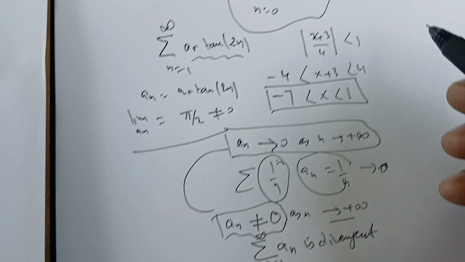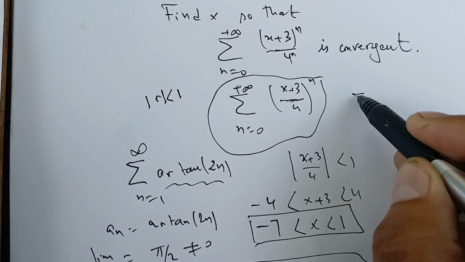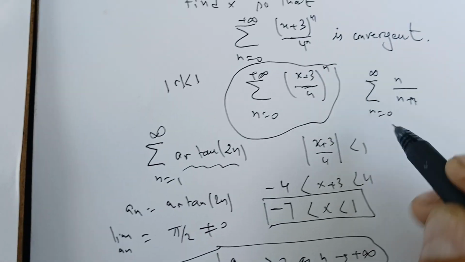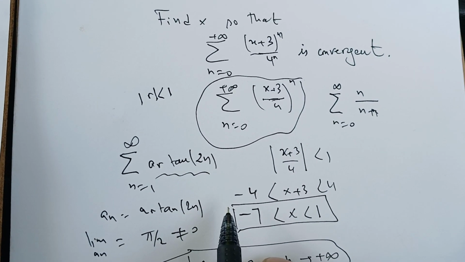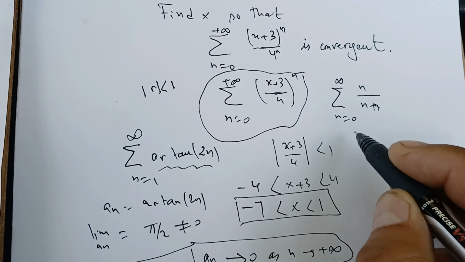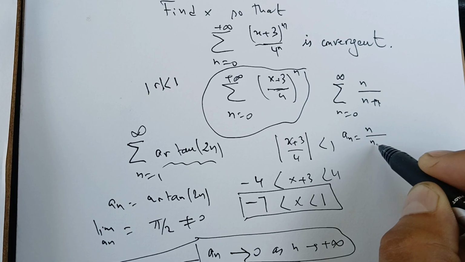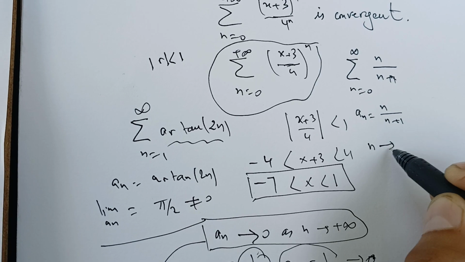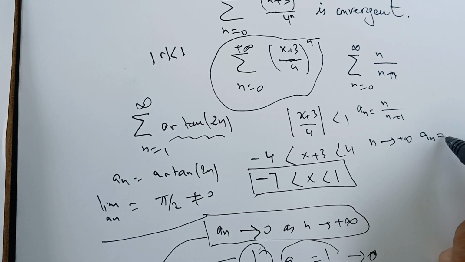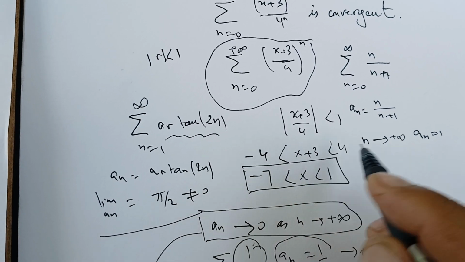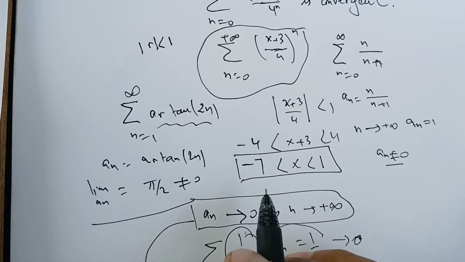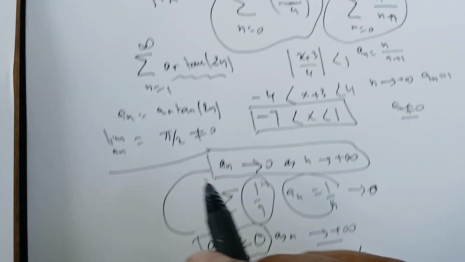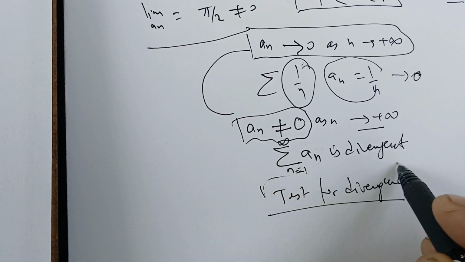For instance, we can take one more series: the sum of n over n plus 1, as n goes from 0 to infinity. Is this one convergent or divergent? Here a_n is n over n plus 1. When we take the limit as n goes to infinity, a_n reaches 1. That means a_n is different from 0 in the limit. Therefore, this series is divergent. This is the usefulness of the test for divergence.